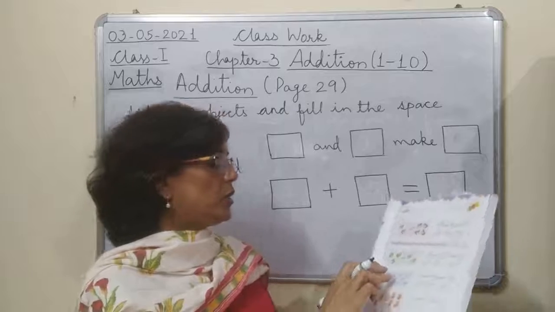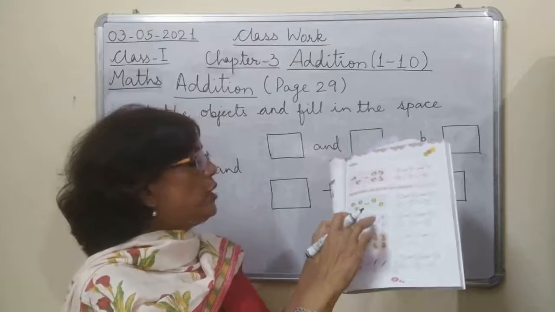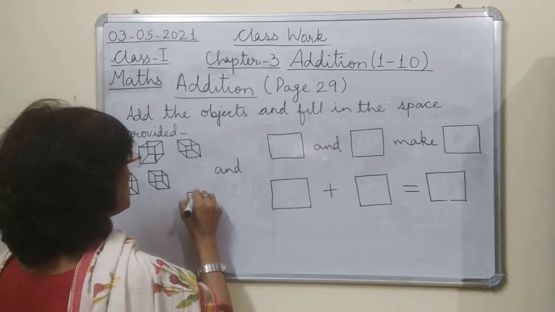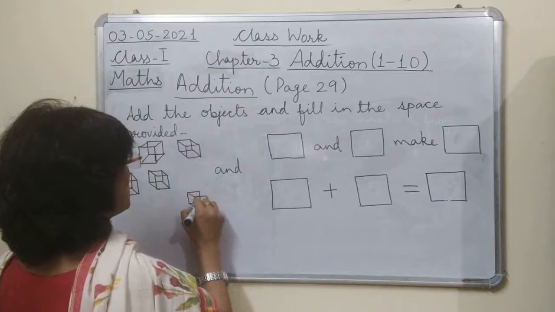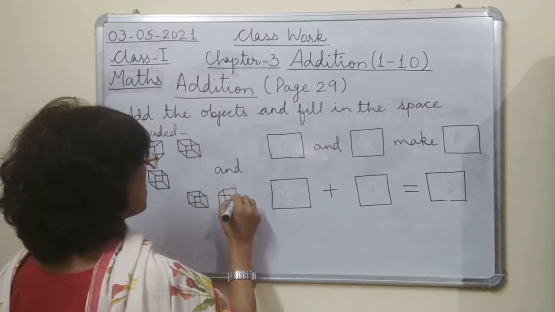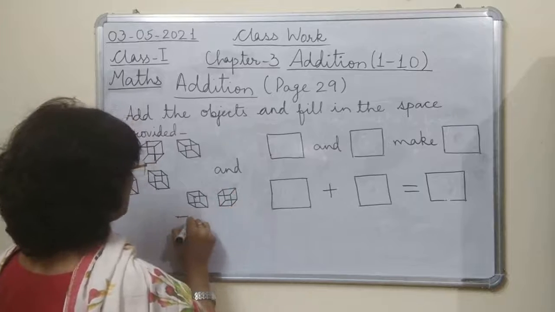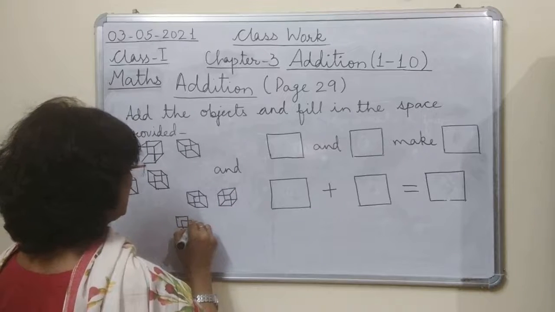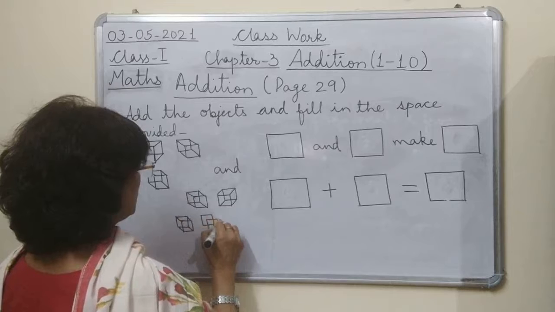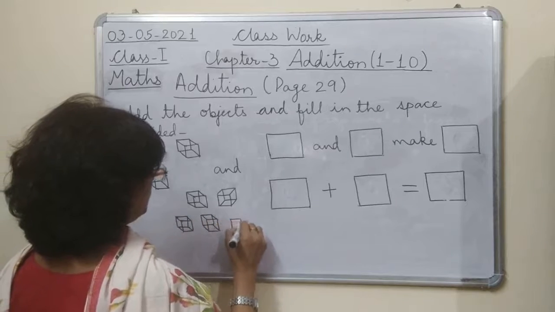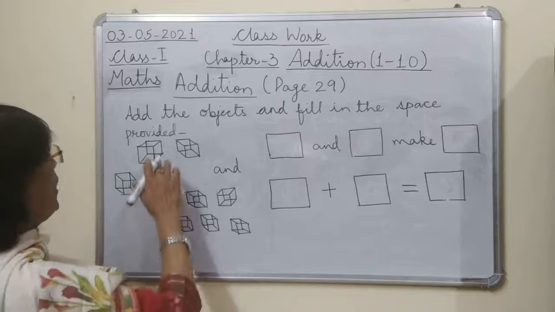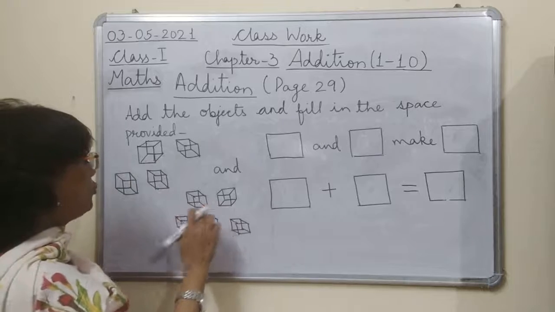And how many dice on the other side? And के बाद how many dice do you see? 1, 2, 3, 4, 5. 4 and 1, 2, 3, 4, 5. Okay. So 1, 2, 3, 4 and 1, 2, 3, 4, 5.